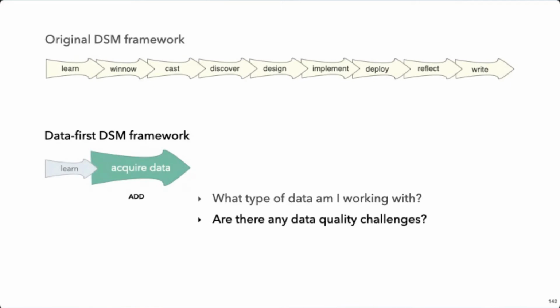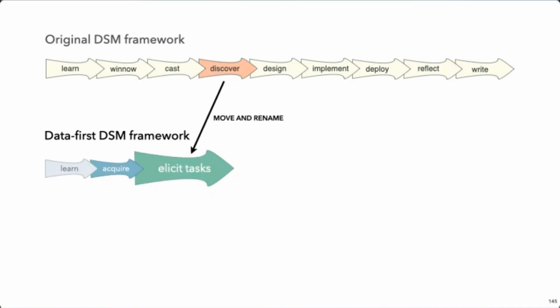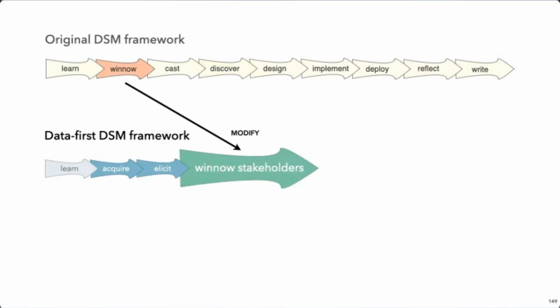Then, what kind of data is that? Are there quality challenges? What is so special about that kind of data? And so we said, who would benefit from looking at this kind of data? So to say that you actually, instead of first deciding on stakeholders and then figuring out what they need, we acquire data early and then do a lot of task elicitation with possible multiple stakeholders in order to figure out which of the data abstractions are actually applicable to which people and understand what their needs might be.